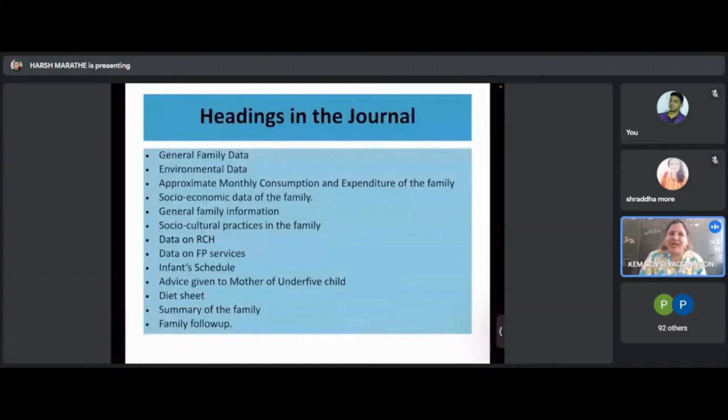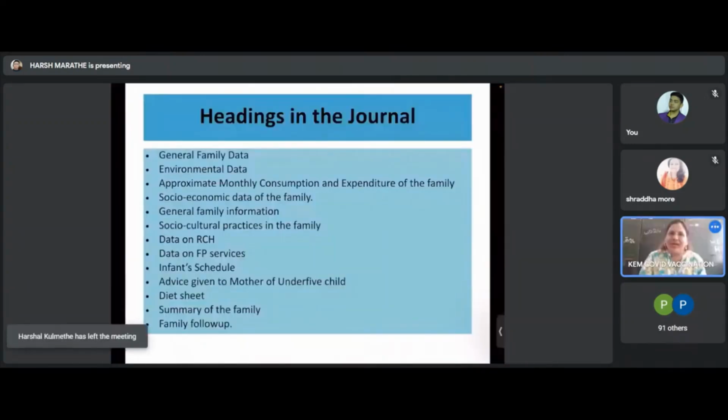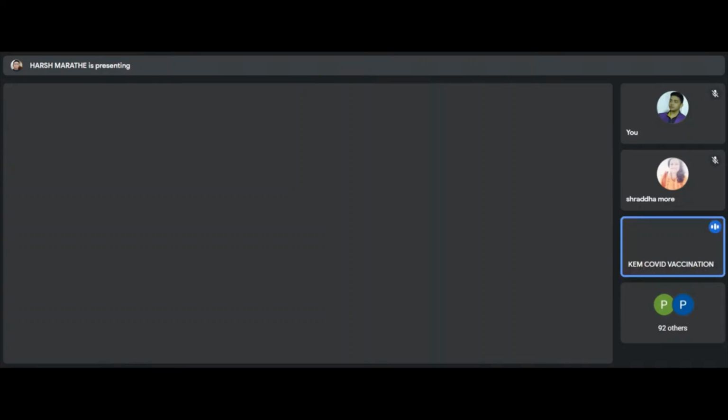So now you have gone through the journal, I'm sure, and since the time is limited, I just highlighted the most important points which have to be filled in the journal, like the general family data: the name of the head of the family, the number of members in the family, the per capita income, the expenditure, the socio-economic data of the family, the names of the members of the family, their age, the relationship to each other. All these important points, and socio-cultural practices in the family.